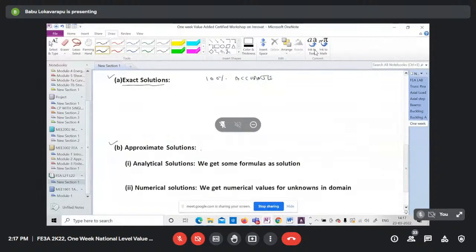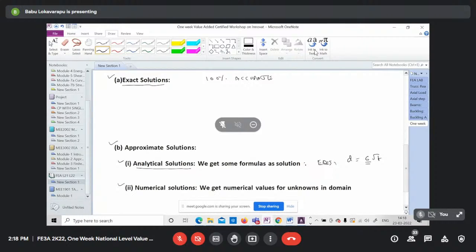In approximate solutions also, we have 2 methods. The first one is analytical solutions. In analytical solution, we are going to get some formulas as solution. So here you are going to get equations as solutions. Then in these equations, you may come up with some constants also. For example, when you are designing a riveted joint, you are going to have some constant into root t: diameter equal to 6 root t. This is Unwin's formula.